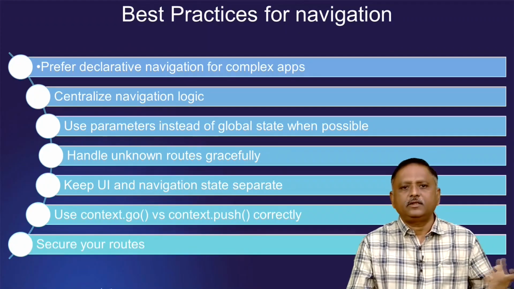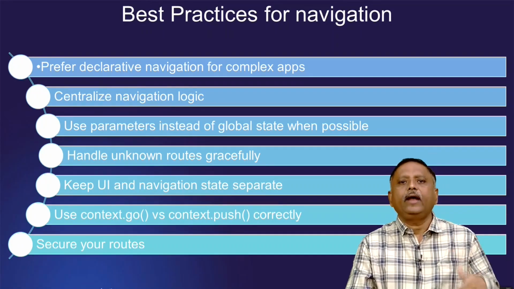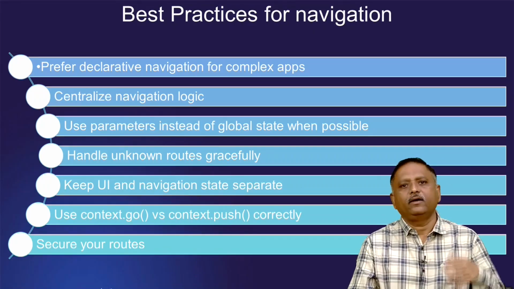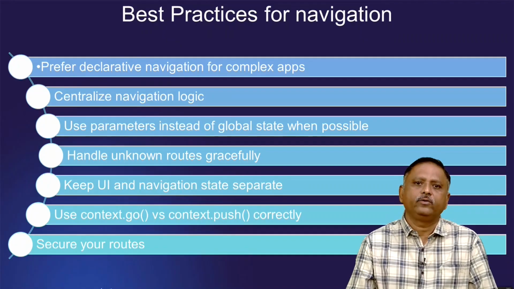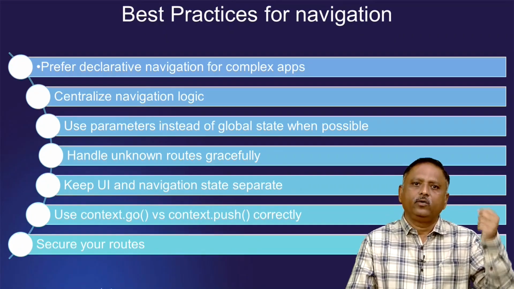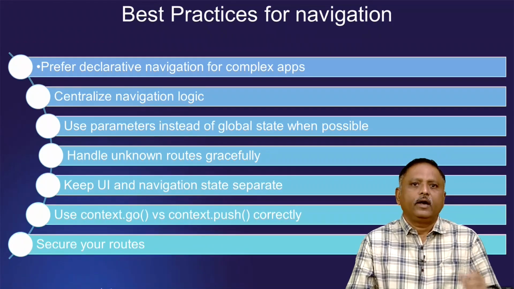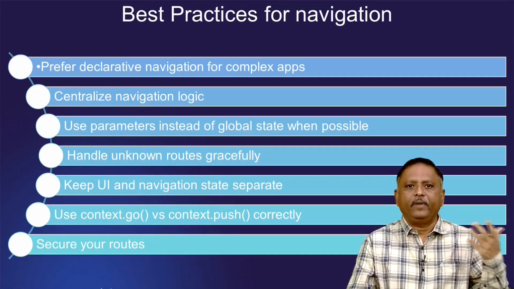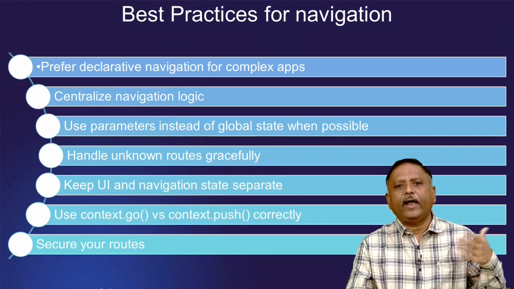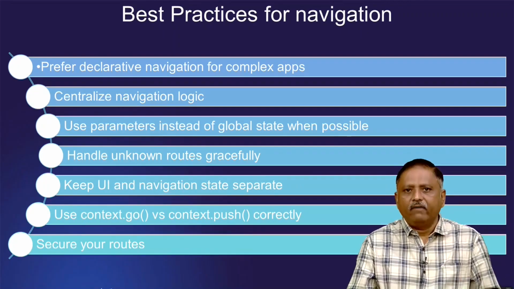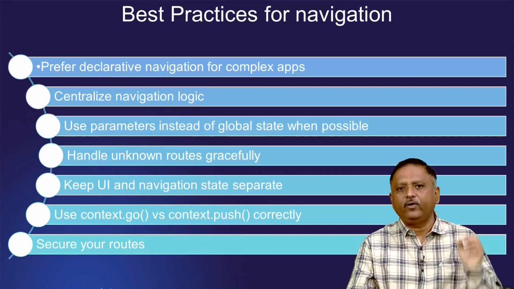Then you must secure your routes. If your app requires authentication, handle it via router redirect, like GoRouter's redirect callback. Never rely solely on hiding user interface buttons; protect the route itself. And finally, you have to test your navigation. Test deep links by pasting the URL directly into a browser or emulator to ensure screens load correctly. Verify that the back button works everywhere, especially on Android and web.